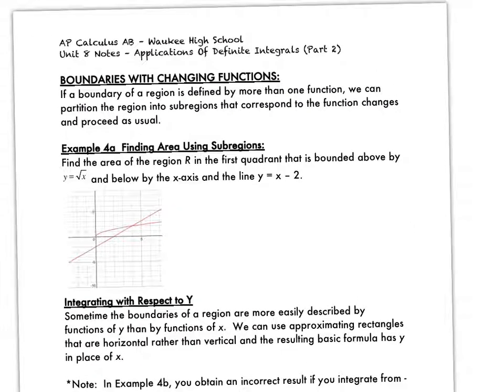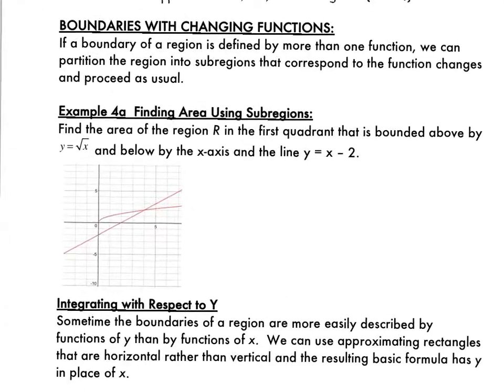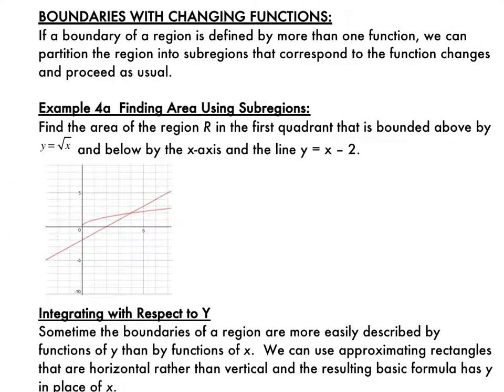And sometimes we need to find subregions to help us find the area. And it might help us to note that we have maybe a situation like we do here, where we've got a couple of different boundaries at work. Now, if I want to find the area of the region in the first quadrant that is bounded above by root x and below by the x-axis and this line of y is equal to x minus 2, what you will notice is that I can split this into 2 regions.